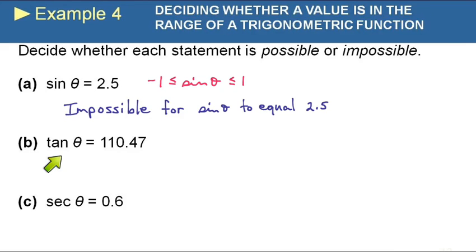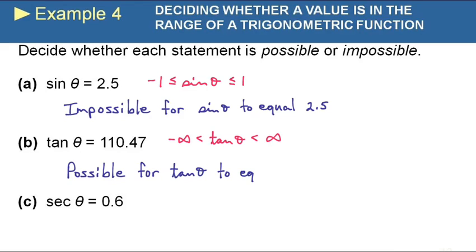On part B, tangent of theta equals 110.47. We remember from the previous slide that tangent and cotangent can be any value at all from negative infinity to positive infinity. So yes, it is entirely possible for tangent to equal 110.47.